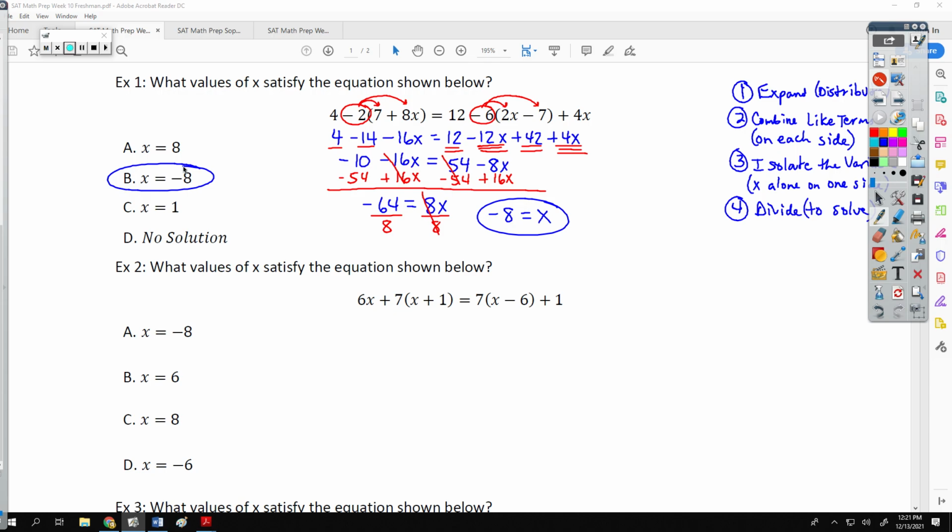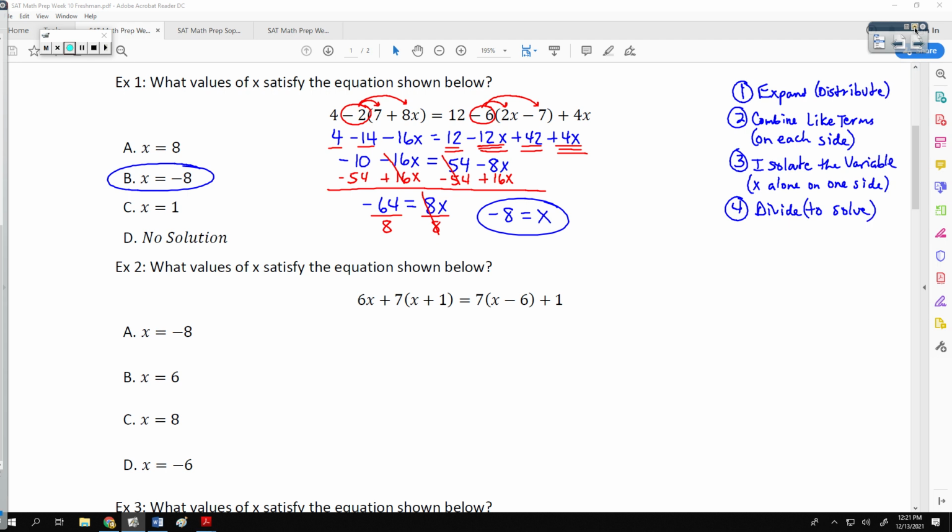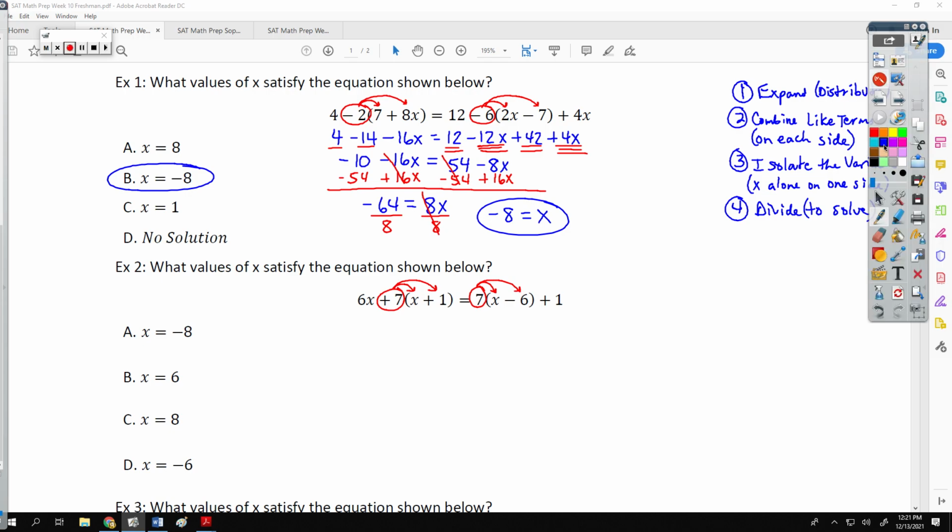Okay, again in example 2, it says what values of x satisfy the equation shown below. So we're following the same 4 steps that we just talked about. We're going to start by expanding, which means we're going to take positive 7 and distribute it to the x plus 1, positive 7 and distribute it to the x minus 6. So that would give us 6x plus 7x plus 7 equals 7x minus 42 plus 1.